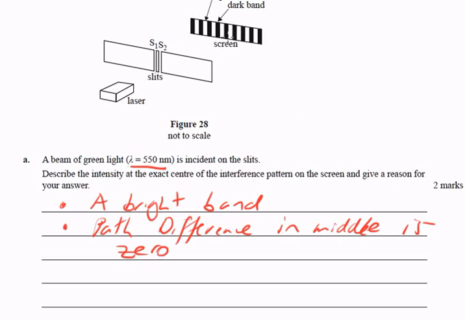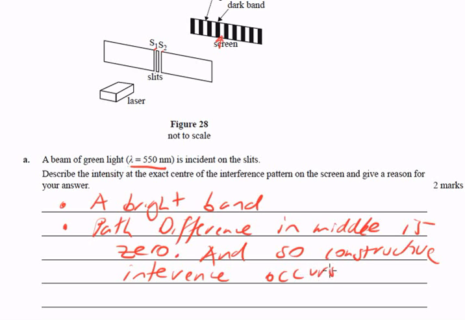is 0. Okay, so what that means is if I put a ruler, say this was the middle one here, from here to slit 1 and another ruler from here to slit 2, it would be the same distance. And so the difference in those two distances, or difference in those two paths, is 0 because they're the same. So the path difference in the middle is 0, and because of that, we have constructive interference occurring.